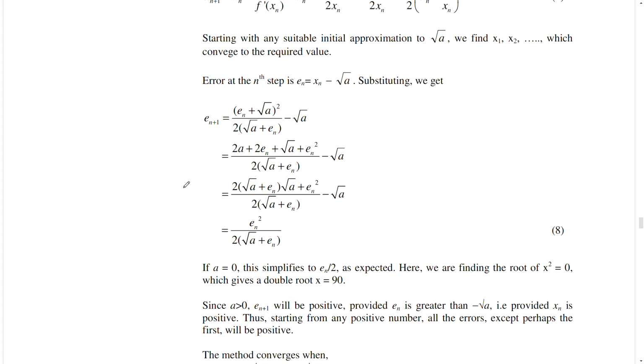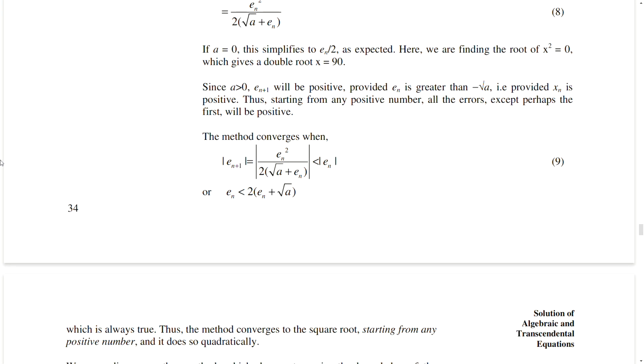Here we are finding the root of x² equal to 0, which gives a double root x equal to 0. Since a greater than 0, x(n+1) will be positive provided xn is greater than minus root a, that is provided xn is positive, thus starting from any positive number. All the errors except perhaps the first will be positive.